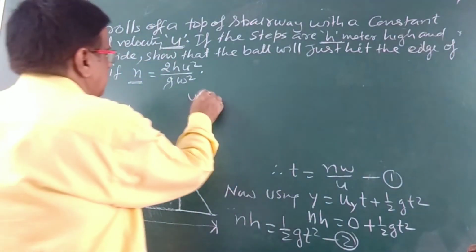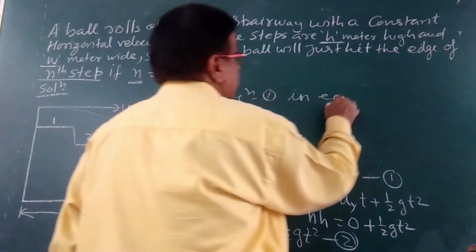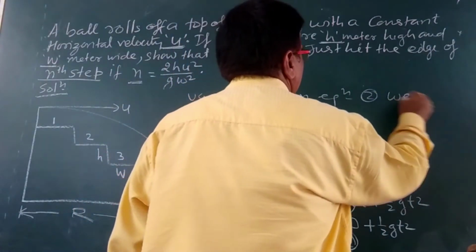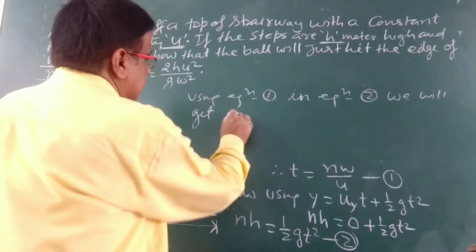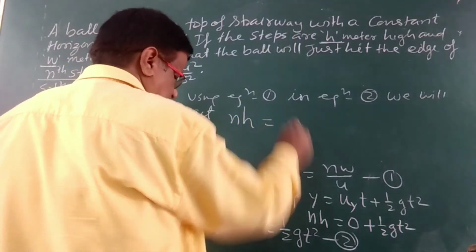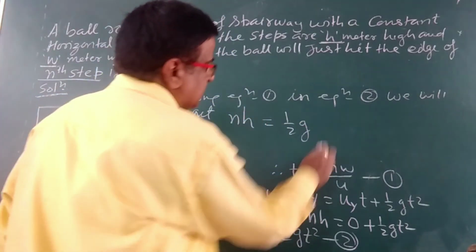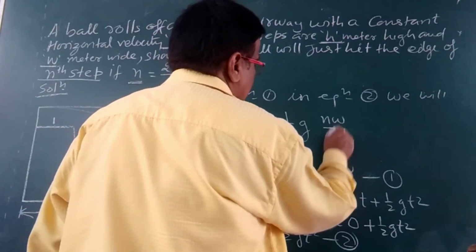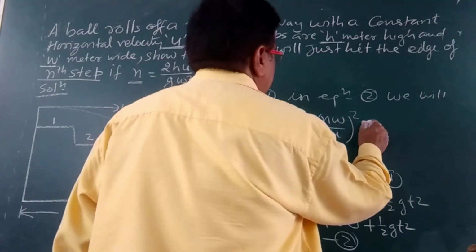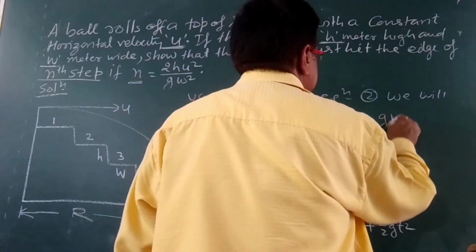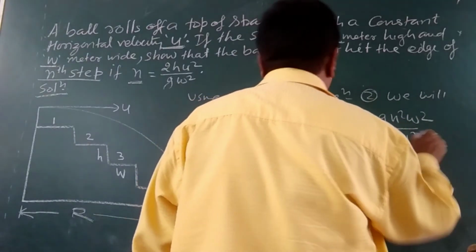Now using equation 1 in equation 2, what will we get? nh is equal to 1 by 2 g, and in place of t we write nw by u, and this is squared, so it will be equal to g n square w square by 2u square.